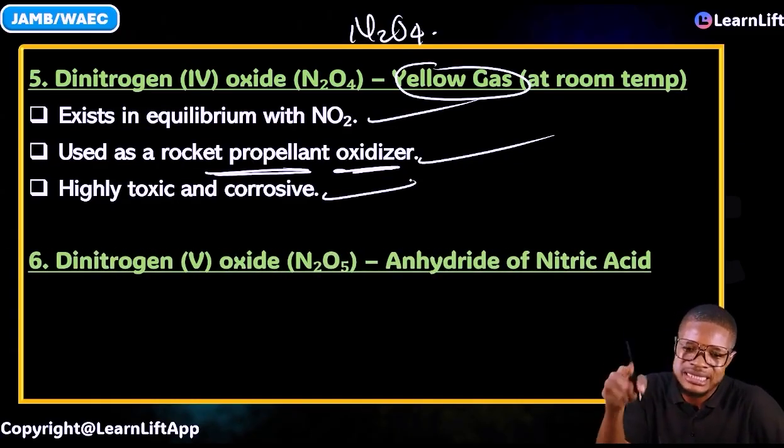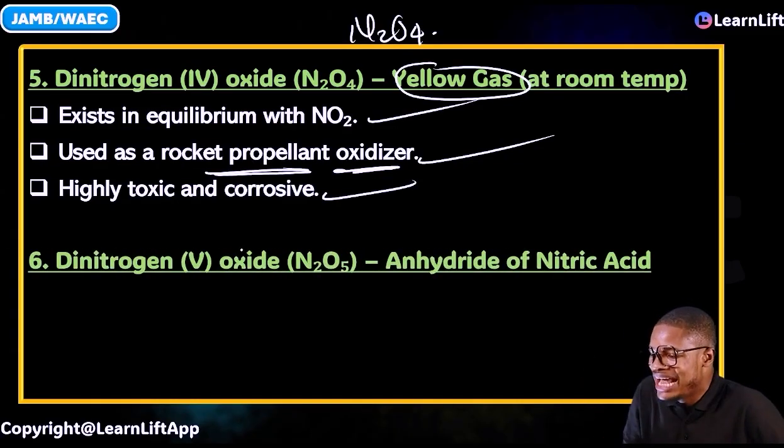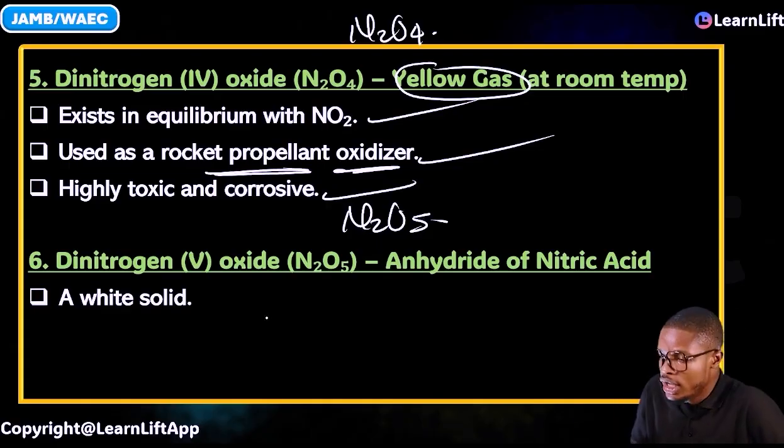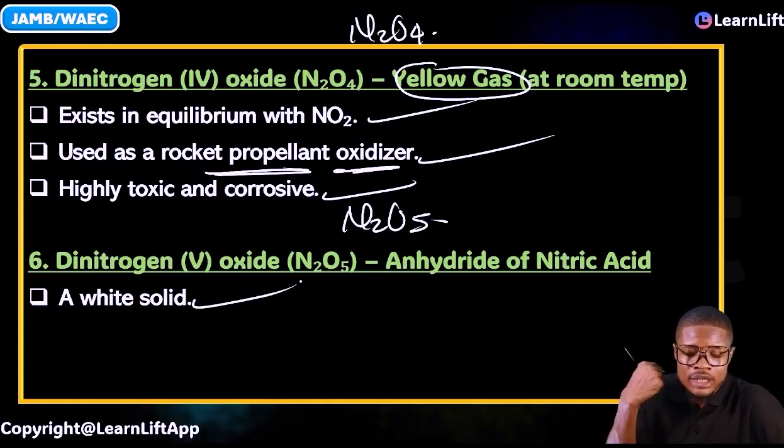And very importantly, it is highly toxic and what? Corrosive. Then number 6, which is the last but not the least, is your dinitrogen pentoxide, which is your N2O5. It is what? An anhydride of nitric acid. What do they use it for? Number 1, it is a white solid. What is the color? It is white, right?